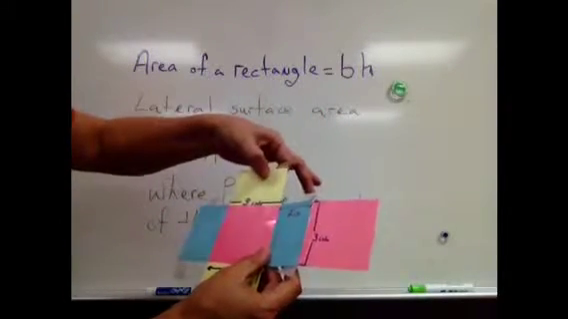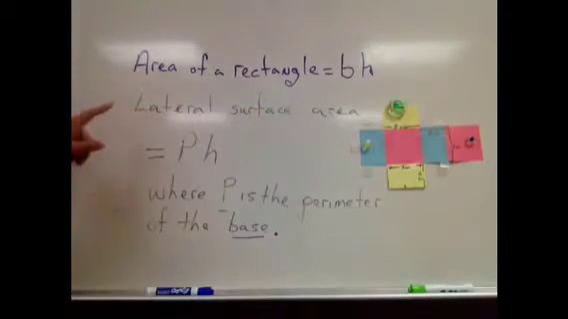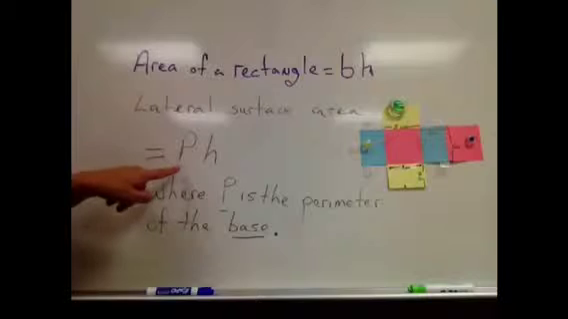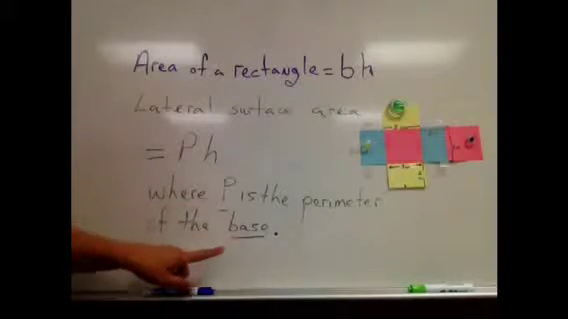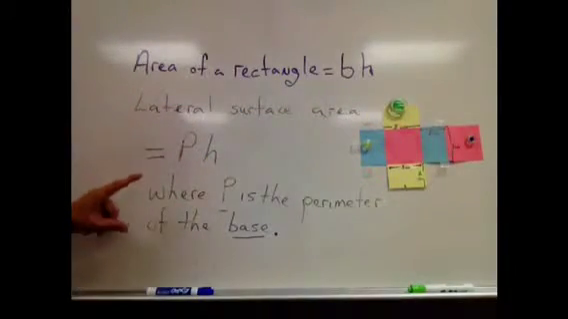This base is going to become really, really important, okay? So our bases, you've got to pay attention to those. Okay, so the lateral surface area is going to be equal to P times the height. Big P is where P is the perimeter of the base. One more time, that yellow piece right there. All right? So P is a perimeter.